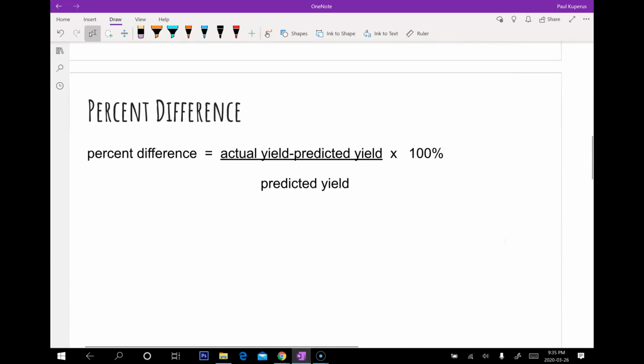Moving forward, we're talking about percent difference. Percent difference is the actual yield minus the predicted yield divided by the predicted yield. We do not use absolute values in IB because we want to see if our percent difference is negative or positive. If our actual yield is less than our predicted yield, then we will have a negative percent difference. If this was, let's say, 50 grams and our predicted yield was 60 grams, it would give me 50 minus 60 divided by 60, which is negative 16.7%. This tells me that I have less than what I expected.